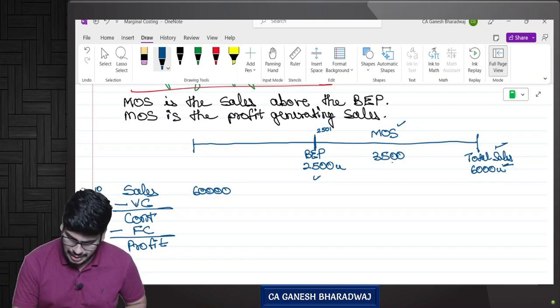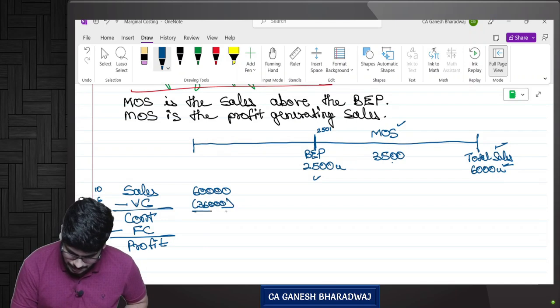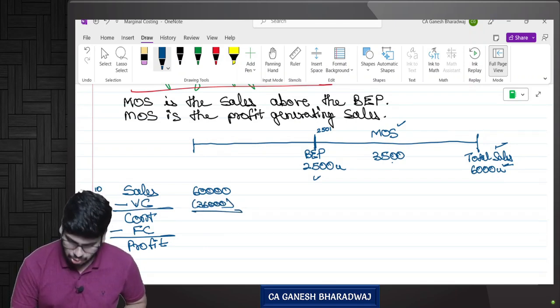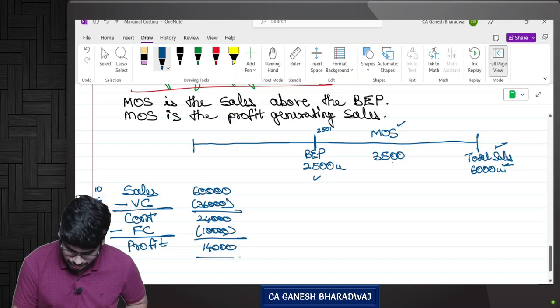So 60,000 rupees. Then variable cost is 6,000 units into 6 rupees, 36,000. Then what is the contribution? The contribution is 6,000 into 4, which is 24,000. Yes, fixed cost was given as 10,000. Yes, and the profit is how much? Profit is 14,000 rupees. Correct or not?